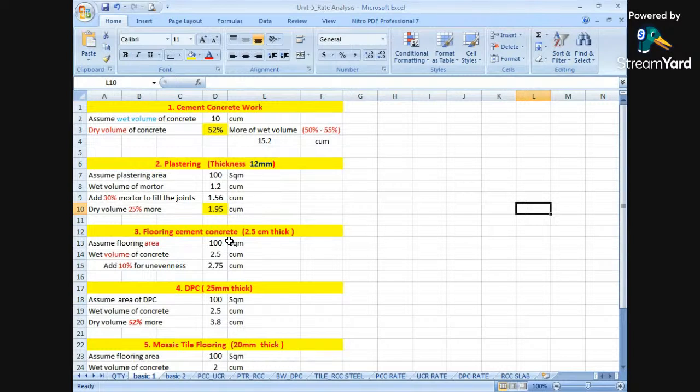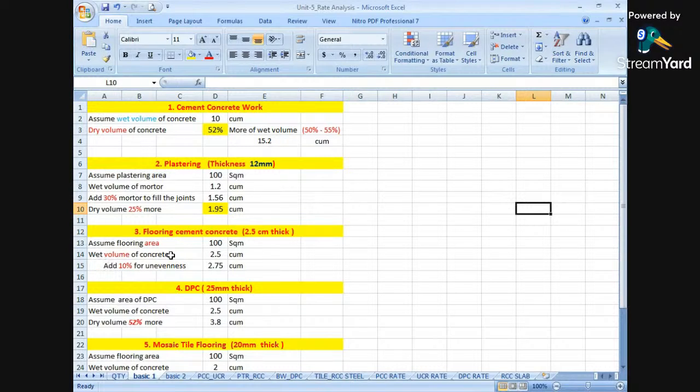How much thickness is there for flooring? The thickness for flooring we are considering as 2.5 centimeters. Again, the same thing which we used for plastering work: we have to convert this area into a volume content.